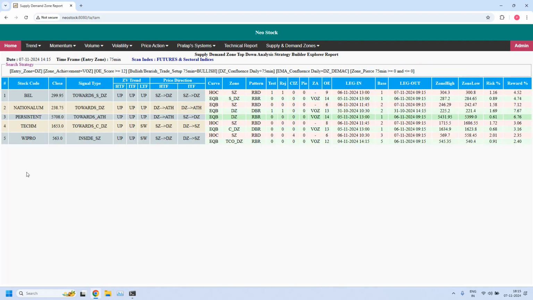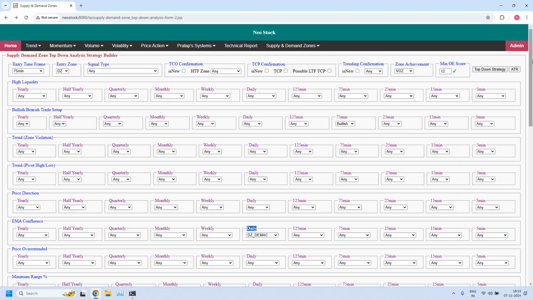We got 5 stocks. These 5 are even more high probability setup daily demand zones because all these daily demand zones are having daily EMA confluence. Earlier the mistake I made is in the 75 minutes I checked, not 75, daily. Because 75 is part of the daily zone. That's why daily EMA confluence. Okay, fine. Now let's look for LTF, ITF, HTF demand zone confluence.